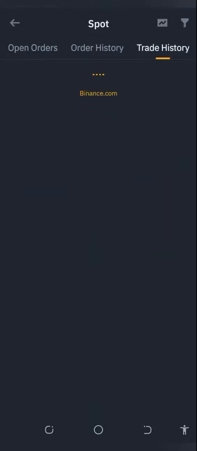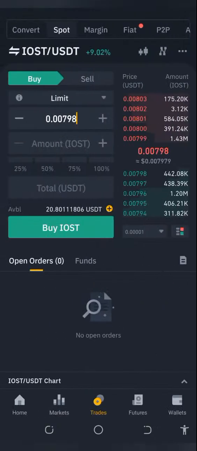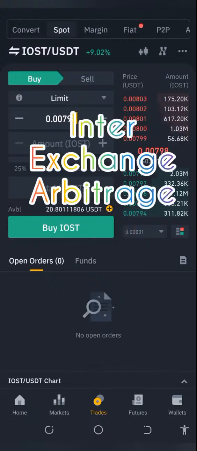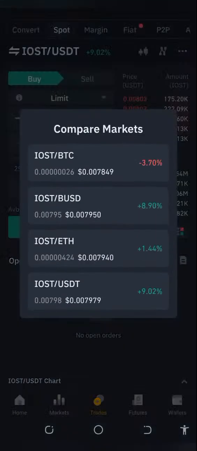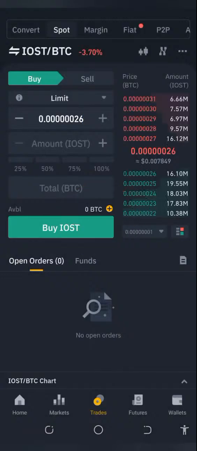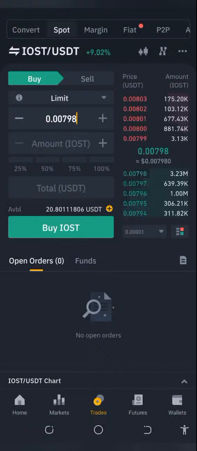Okay, so we actually sold this to USDT. Wow, we sold the 2606 and we got 20.82. Oh my God, this is beautiful. Now, this is actually an inter-exchange arbitrage, right? And we were supposed to sell to BTC to make our profit, but it looks like BTC was wasting time. It was just somewhere and it wasn't ready to move. But anyways, USDT worked for us and we were able to get a good deal.